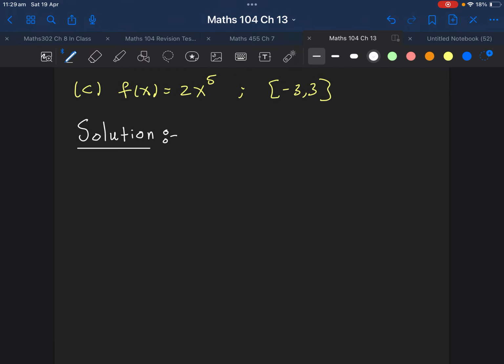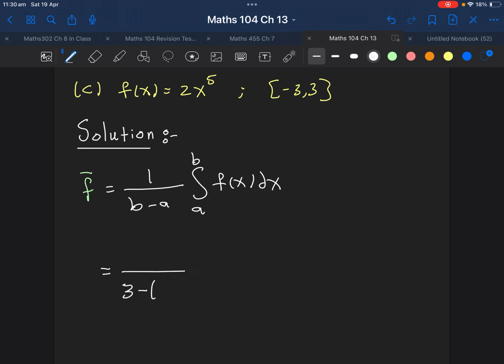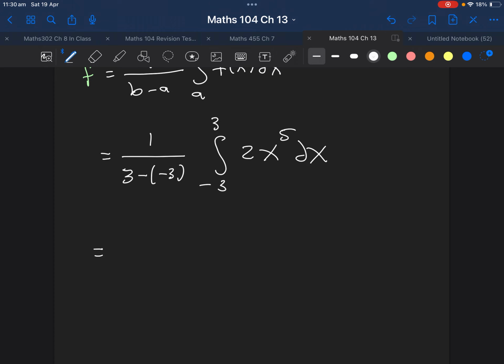Next, again, we need to write the formula for the average value, which is 1 over b minus a, integral from a to b, f of x dx. Now, what is b minus a? It is 3 minus -3. And then you do the integral from -3 to 3 of 2x to the power 5 dx. Which, if you do it correctly, this will be 6.